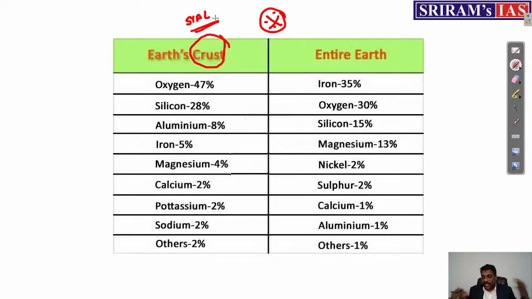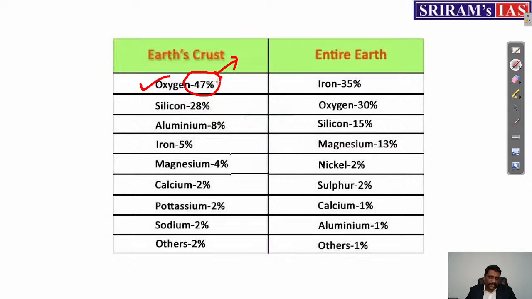Right? So we have a perception that the most dominating element in, say for example, crust is what? Silica and aluminium. But interestingly, if you ask me, in the entire crust, which is the most dominating element? Surprisingly, it is oxygen. Oxygen occupies somewhere around 47%, followed by silica at the second place and aluminium at the third place. Ferrous at fourth place. Okay. So this fact, 1, 2, 3, 4, is very, very important.